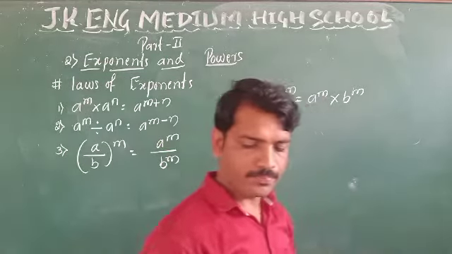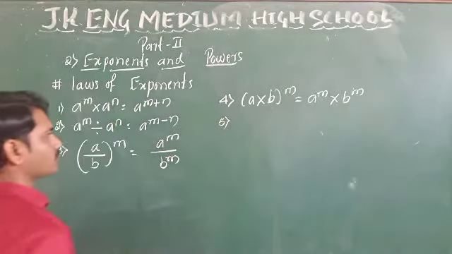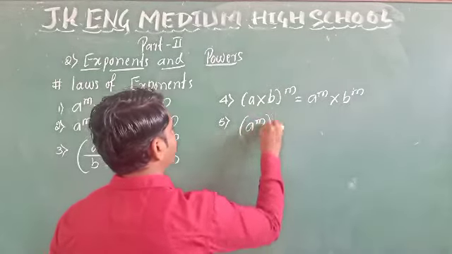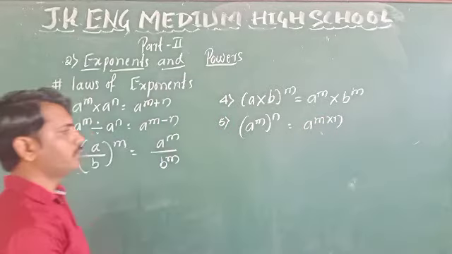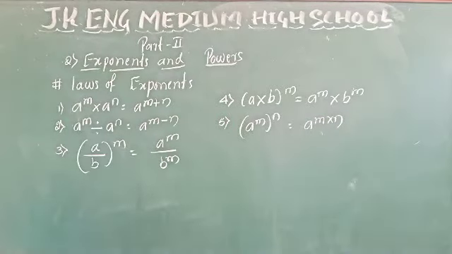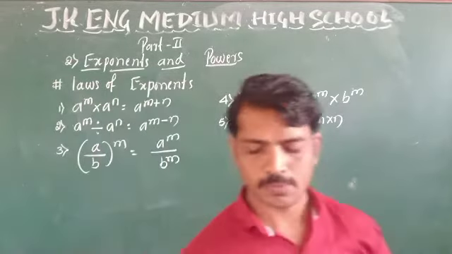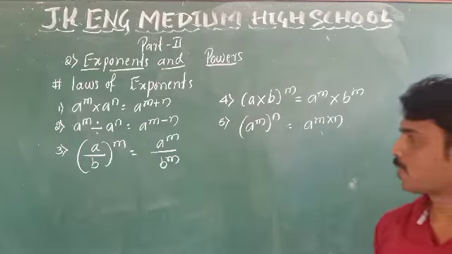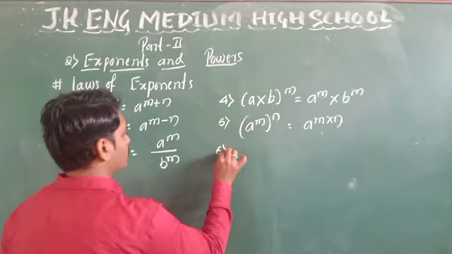And finally, law number 5. Okay. (a to the power m) raised to n is equal to a to the power m into n. These are the basic laws of exponents. So we are having some more values here. What is that? Sixth one.